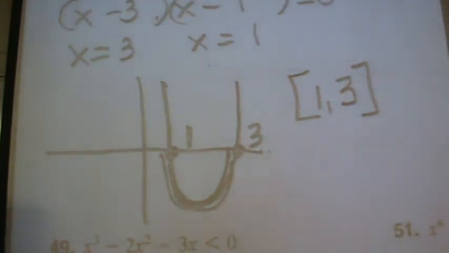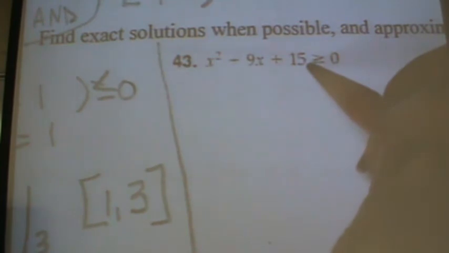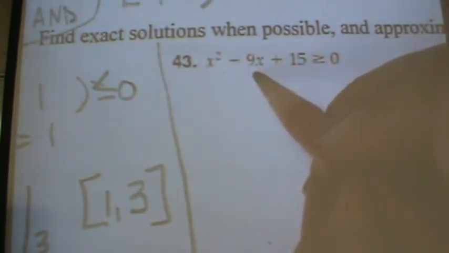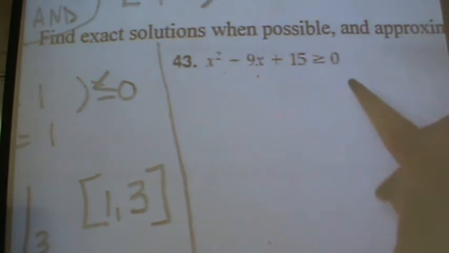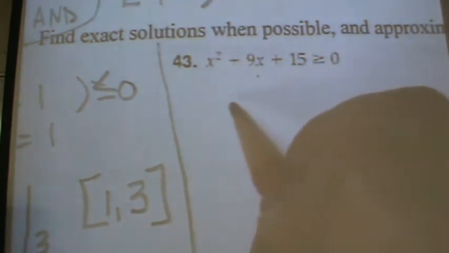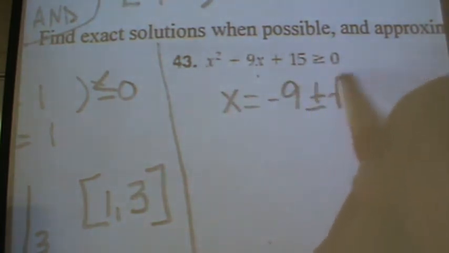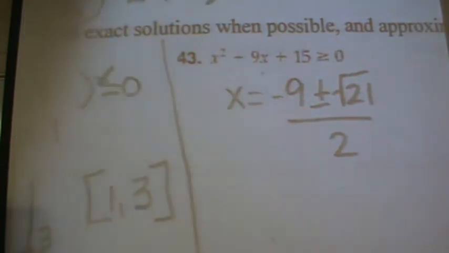Now 43, this one is not factorable because I don't know what two numbers multiply to give you 15 but add to be 9. So you're going to want to use either the quadratic formula or you can use your calculator. If you use the quadratic formula, you will end up with, for 43, x is equal to negative 9 plus and minus the square root of 21 over 2. That's if you use the quadratic formula correctly.